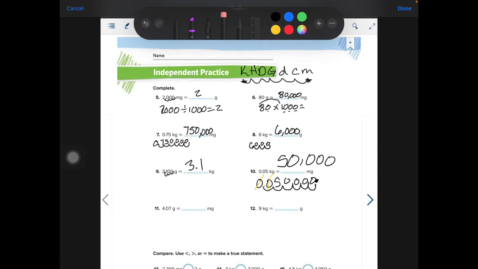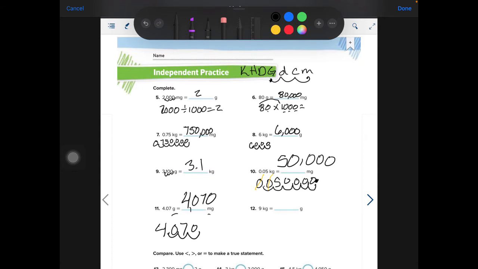Okay, let's do the next one. I'm going to erase my little work here. We have grams to milligrams. So grams to milligrams. 1, 2, 3. Add a placeholder 0 there. So we have 4,870 milligrams. Little comma right there.